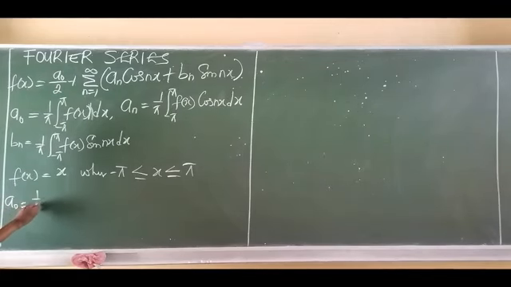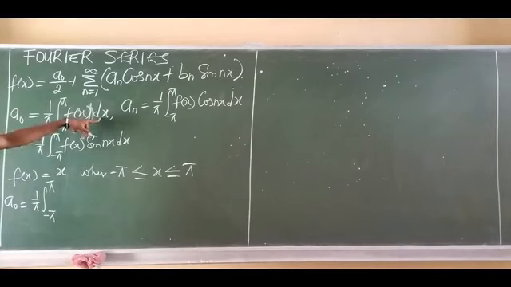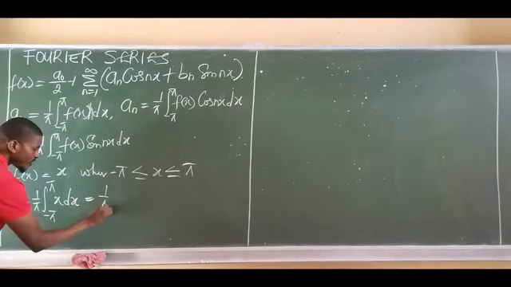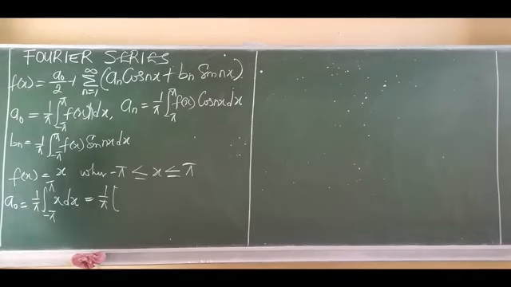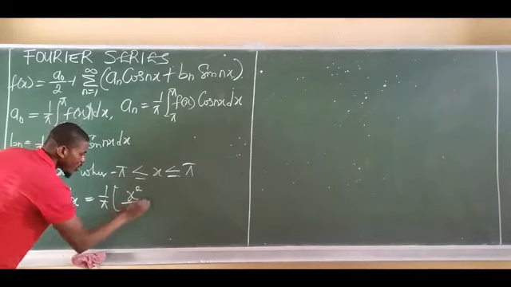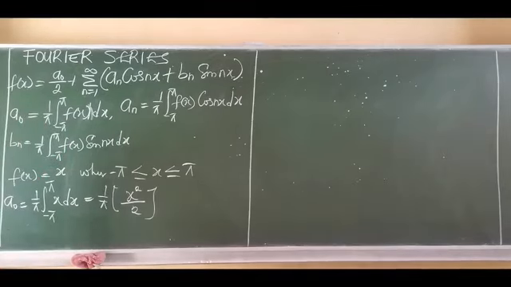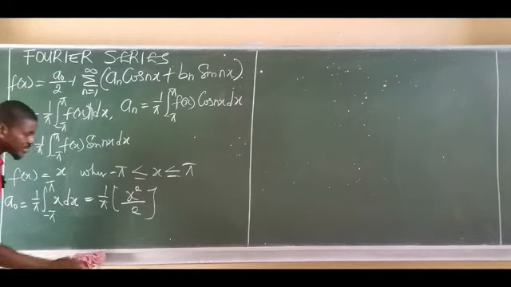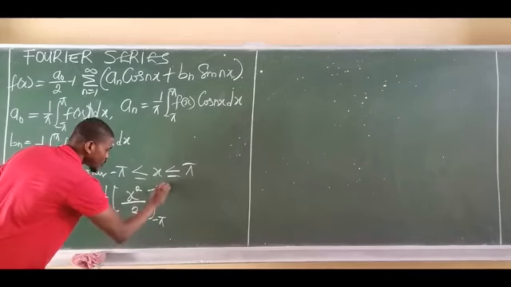a₀ is equal to 1/π integral from -π to π of f(x) dx. We still maintain the limits from -π to π. And what is f(x)? f(x) is equal to x, so this is now x dx. So this is equal to 1/π. Now you carry out your simple integration. If I integrate x, from the principle of integration, I simply have x² over 2. Now you put in your limits, from -π to π.